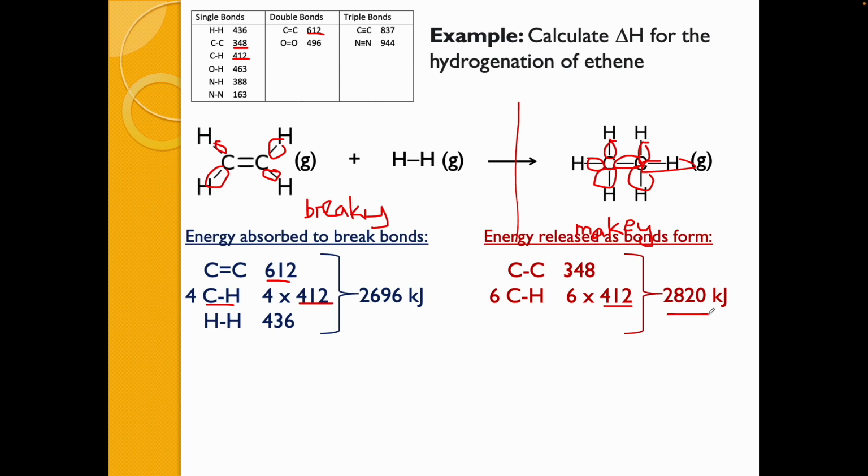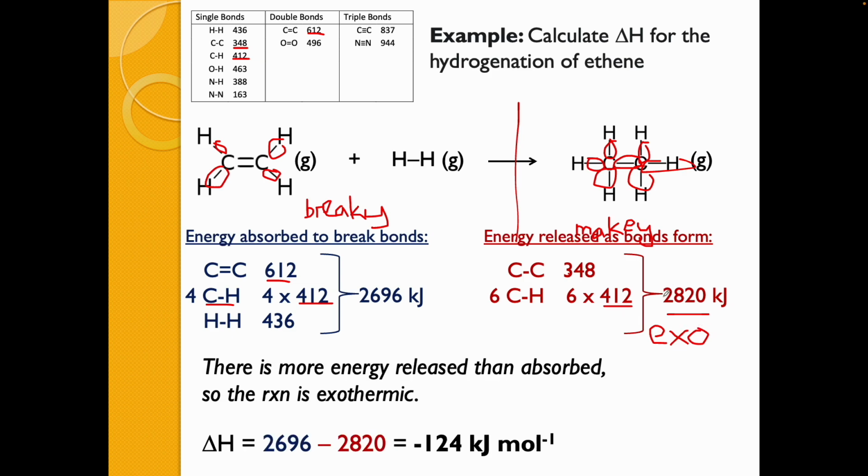Now notice that 2,820 is larger than 2,696. So that means that the bonds of the products are stronger. Now, if the bonds of the products are stronger, that automatically makes it exothermic. Okay? And I'll show you why in a second.